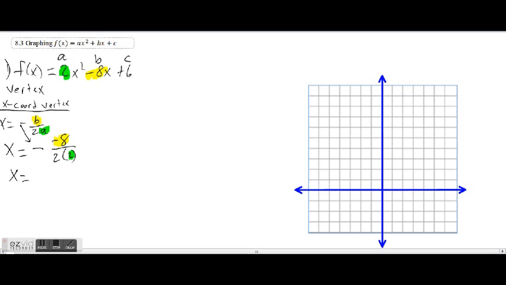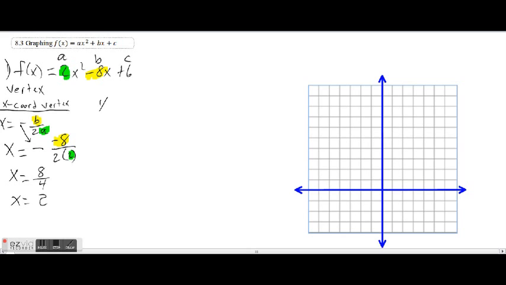These two negatives right here, those two become positive. So I have 8 over 2 times 2, which is 4. So the x-coordinate of the vertex is 2.